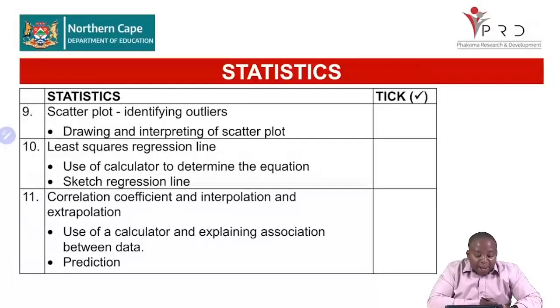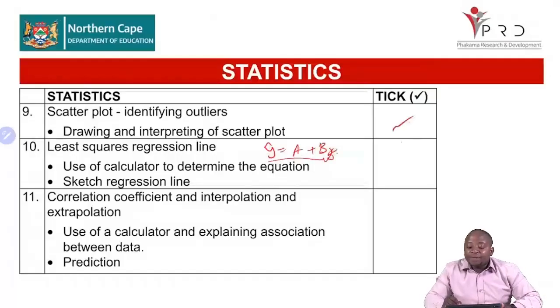Number 10, am I able to draw the least squares regression line? When you're dealing with the least squares regression line, the first thing we look at is the use of a calculator to determine the equation of the regression. And remember, our equation of the regression line will be ŷ equals a plus bx, with the hat to show that we're working with the estimate. However, this formula is found in our formula sheet. And are we able to sketch this regression line on our scatter plot?